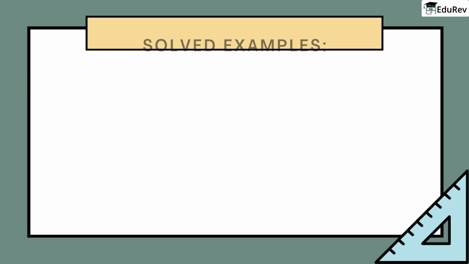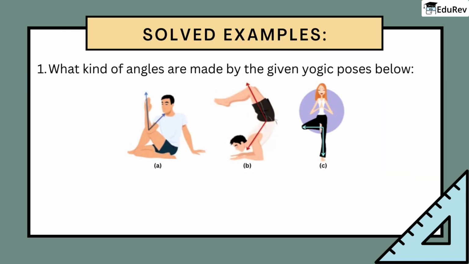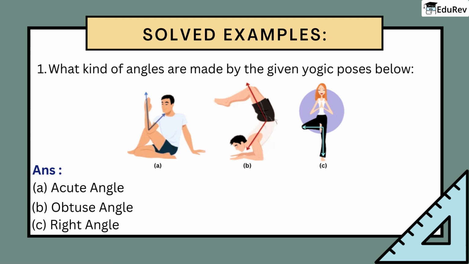Let's solve a few examples. What kind of angles are made by the given yogic poses below? The answers are A. Acute angle, B. Obtuse angle, and C. Right angle.